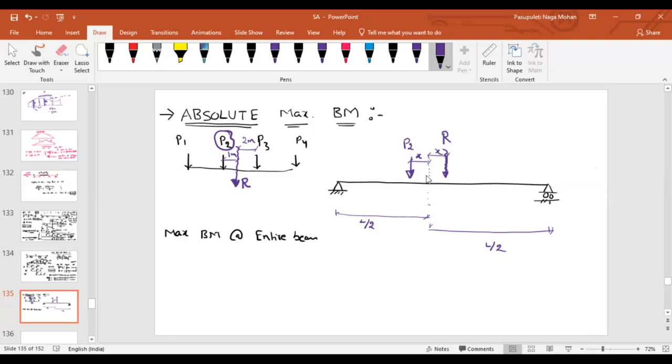For the specific case, what about this distance then? 0.51, 0.5. For the specific case, 0.51, 0.5. Can't I know, or can't I find the position of the remaining loads? P1, P3, P4.